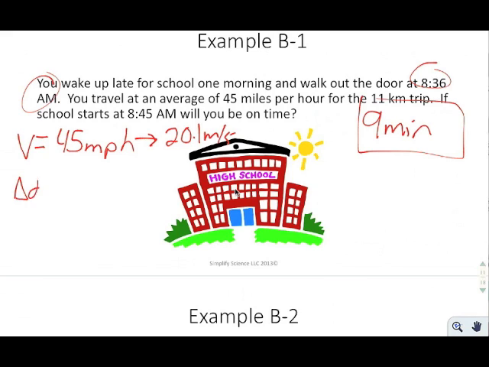The displacement is 11 kilometers. You should be able to convert that to 11,000 meters. So now I have a velocity and a displacement, and that allows me to calculate my time. You would say V equals delta D over T.